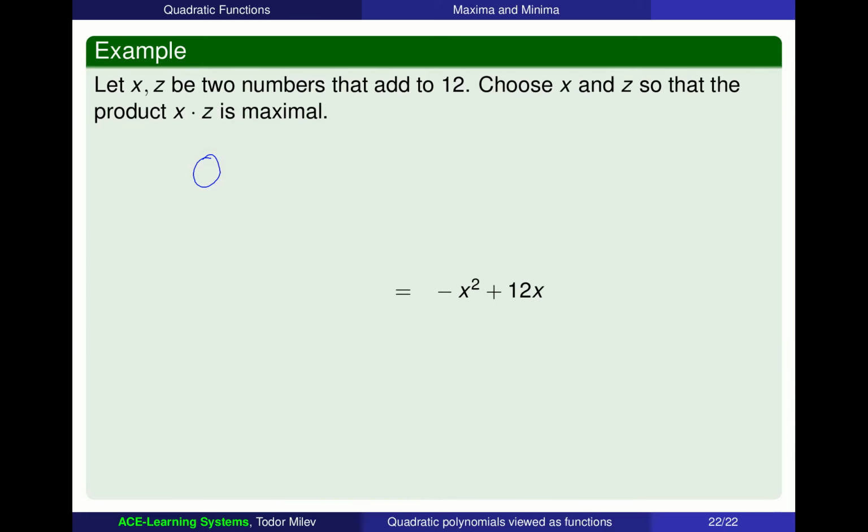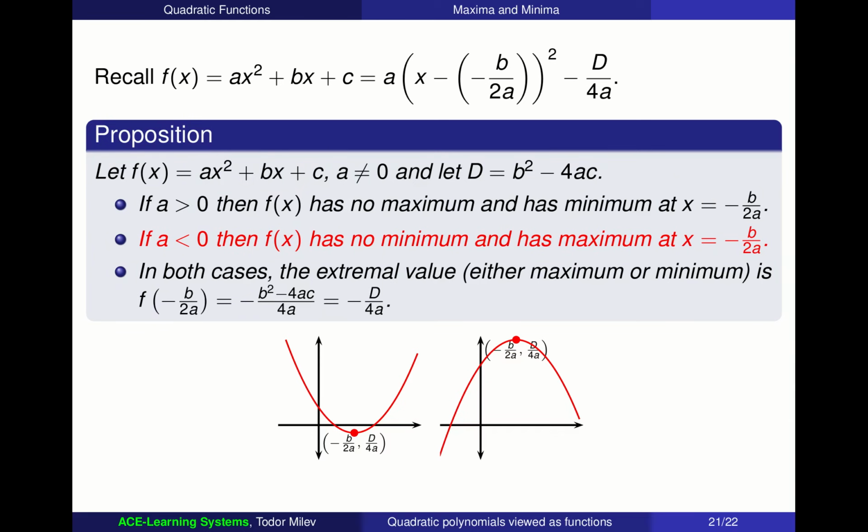In both of these cases, the actual extreme value, so this height, the height of the extreme point, so this is the extreme value. In both of these cases, that's negative the discriminant over 4a. In this case, the extreme value is this distance here. So this vertical distance is negative d over 4a.